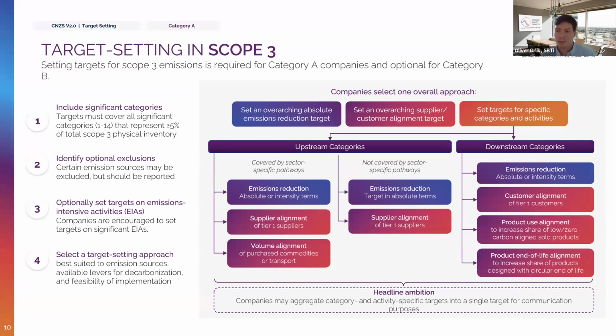Important to note before diving into that is that Scope 3 emission target setting is only required for the largest companies. So these are our Category A companies, and it's optional for Category B, and Category B is typically our SME companies.